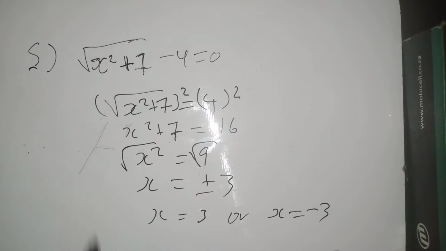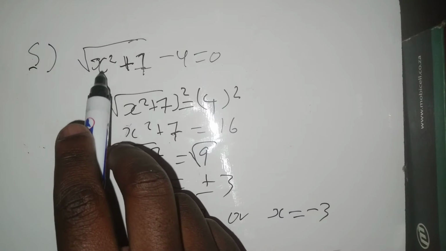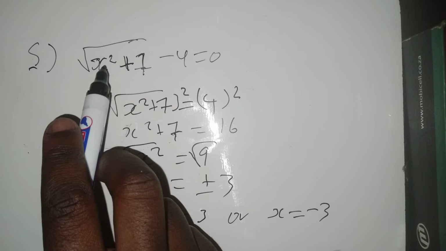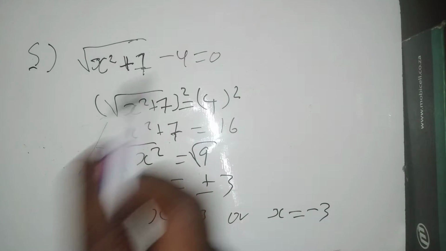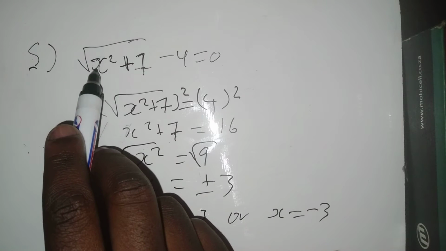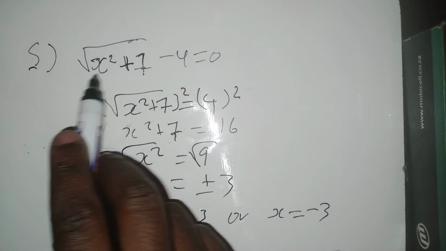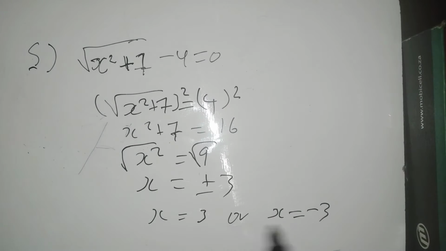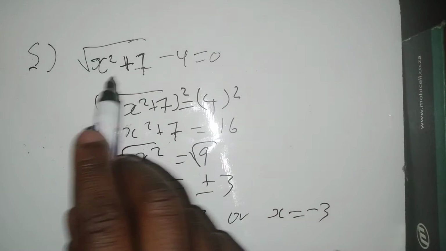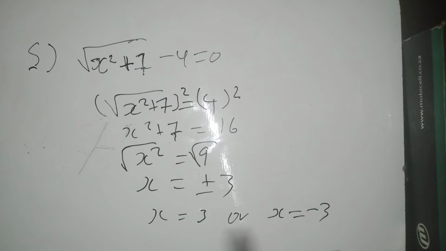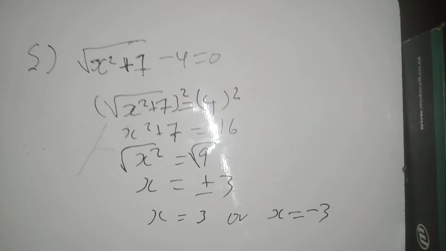Let's check this one. If I substitute, it's going to become 3 squared, which is 9. 9 plus 7, which is 16. Square root of 16 is 4. 4 minus 4 is 0. So this part works. If I check this one, if I substitute -3, -3 squared is 9. And then 9 plus 7 is 16. Square root of 16 is 4. Minus 4 is 0. So both of these work if you substitute them. The left hand side, you basically substitute and check if the left hand side is the same as the right hand side. So both of them are valid.